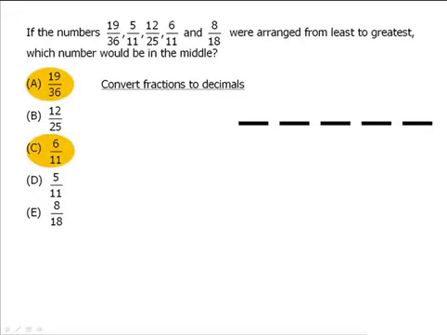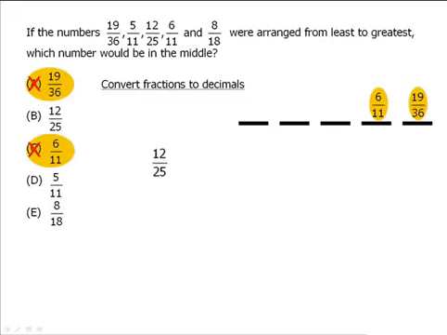What this tells us is that our fractions 6/11 and 19/36 are both going to be our two largest fractions. Now, it doesn't matter which one's the largest and which one's the second largest. All that matters is that these two fractions cannot be the right answers. So now we have to convert the other three fractions into decimals.